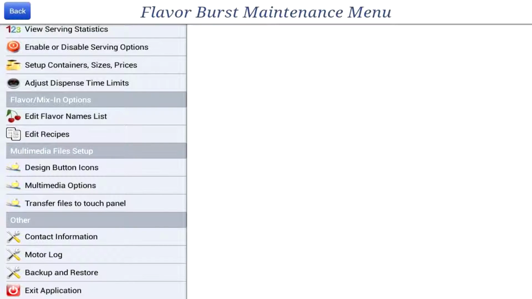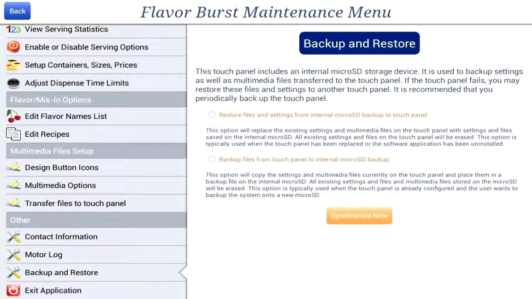First, if you are able to back up your touch panel, do so now. Press Backup and Restore in the left side panel. Press the second button labeled Backup Files from Touch Panel to Internal microSD Backup, and press Synchronize Now. Your touch panel will now update your app on the microSD card to match your current settings.